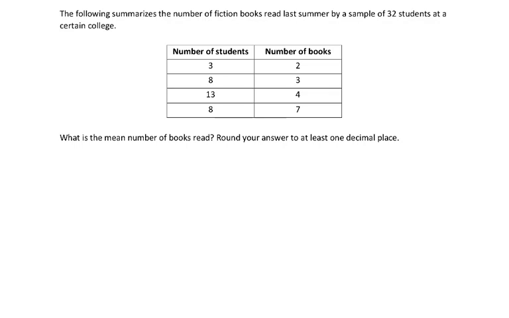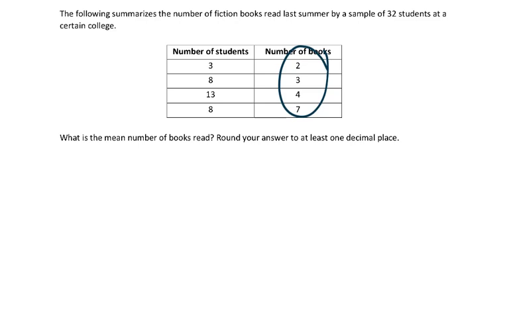For this video we're going to be looking at how to calculate a mean given a frequency table. It says the following summarizes the number of fiction books read last summer by a sample of 32 students at a certain college. What is the mean number of books read? Now here's the thing, what makes this hard is you can't simply just add up these numbers and divide by 4, because this is a frequency table.